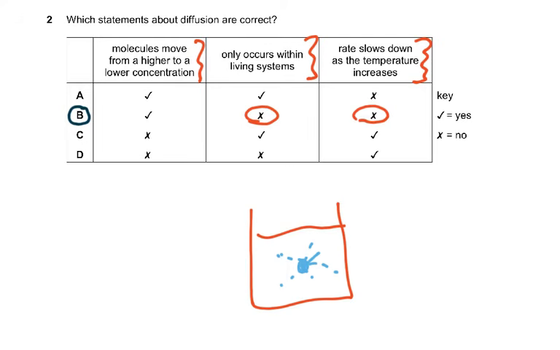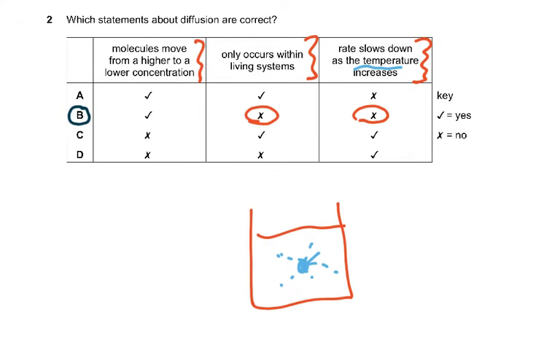Perfume diffuses when you have somebody passing by and you say, oh my God, that's a very interesting perfume. Well, that is because the perfume has diffused and entered your nose, activating the receptors, and you can actually smell it. Some people actually lose their sense of smell at times, and that's very sad. So, okay, only occurs within living systems: that's wrong.